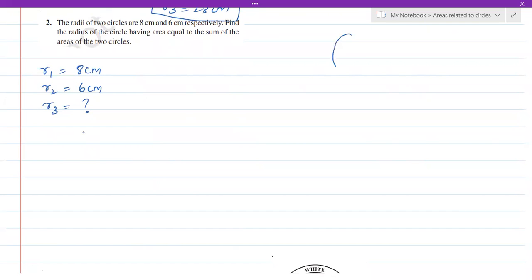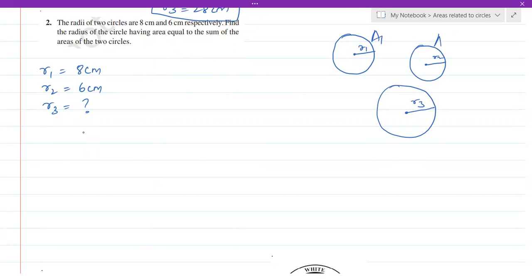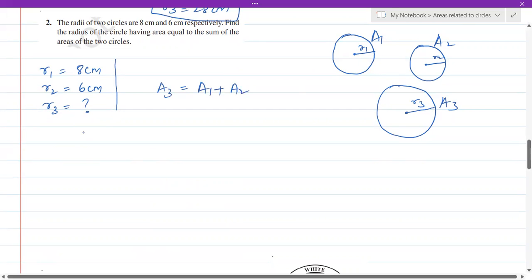Let's say the first circle has radius R1, and there is another circle whose radius is R2. We have to find the radius of the other circle, which is R3. What they've given us is that the area of the third circle is equal to the sum of the areas of the first and the second. Let A1 be the area of the first circle, A2 the area of the second circle, and A3 the area of the third circle. So A3 is equal to A1 plus A2.